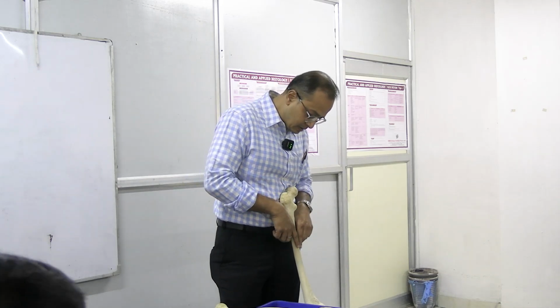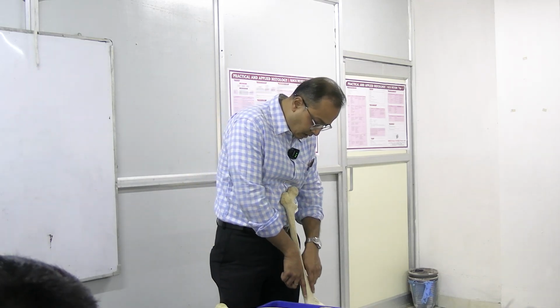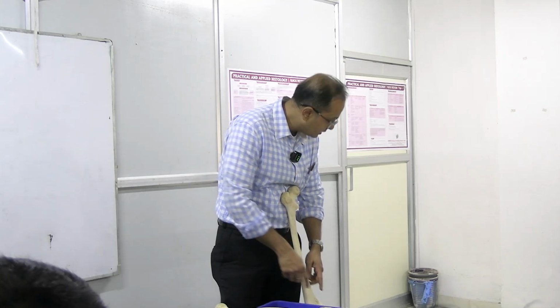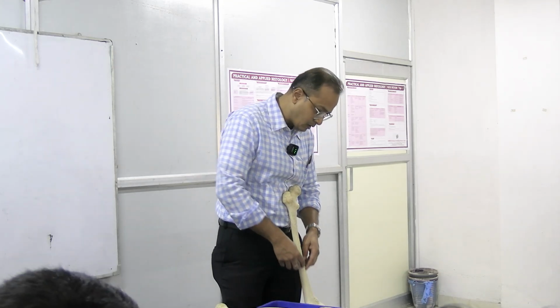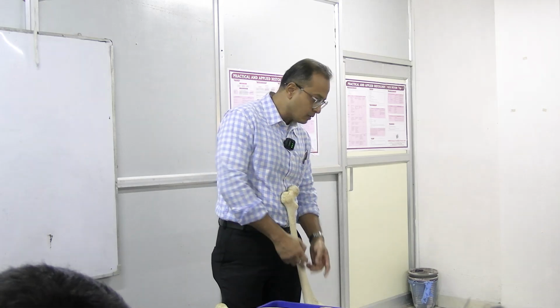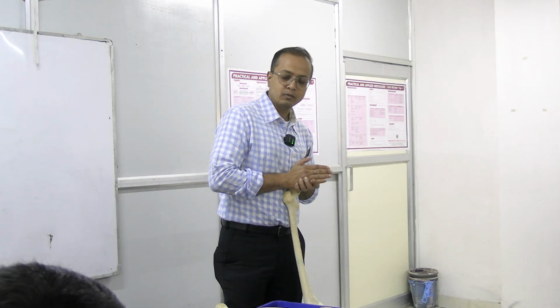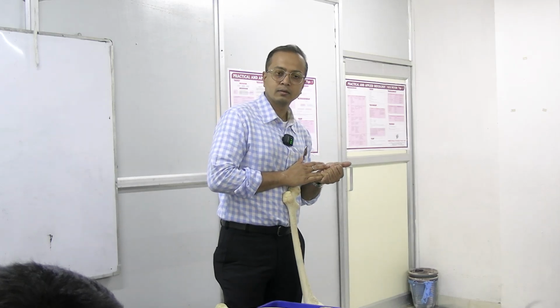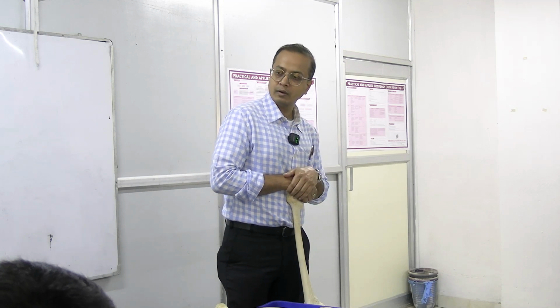Then the linea aspera going down is curving over here, towards this condyle it is going, and these lines we call the supracondylar lines. Above the condyle it is ending, so we call them supracondylar lines. Now there are two of them, one is medial and this is lateral. So medial supracondylar line and lateral supracondylar line.